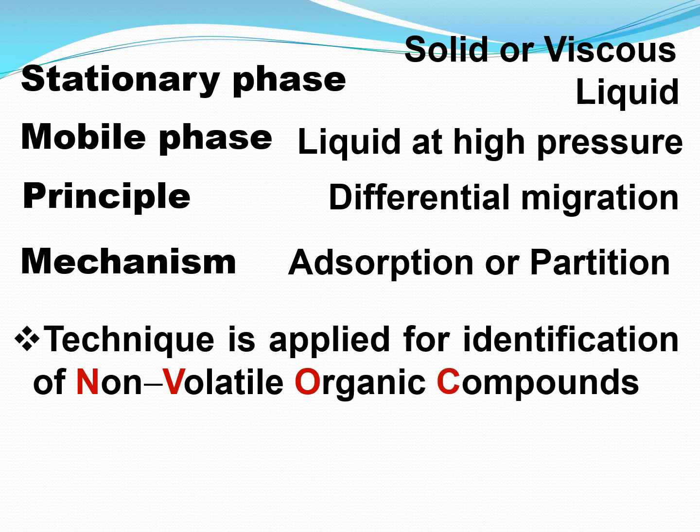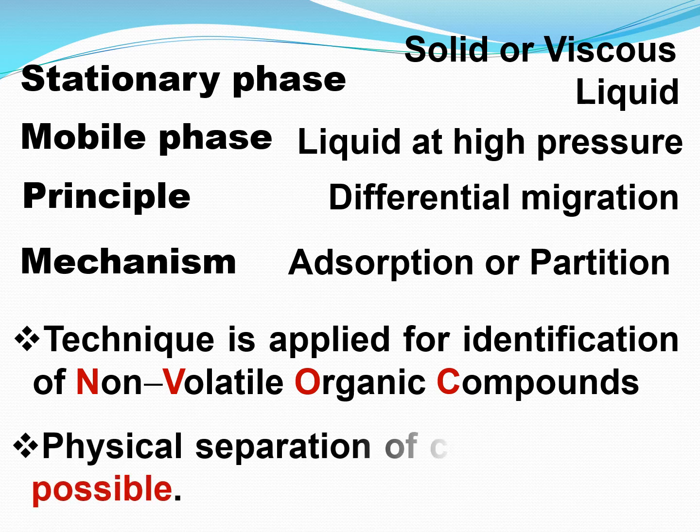This technique is applied for identification of non-volatile organic compounds, and physical separation is possible. That is a difference from gas chromatography. In GC, physical separation is not possible, whereas in HPLC, we can do physical separation also.